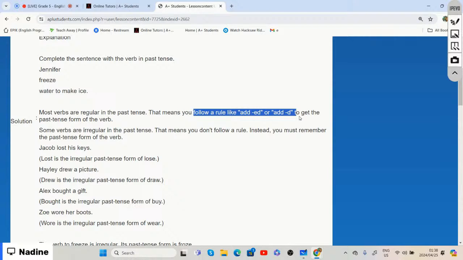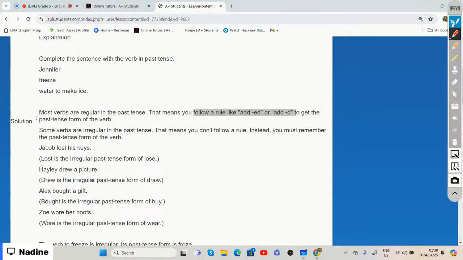So, for example, Jacob lost his keys, right? And lost is an irregular past tense, right? So lost is an irregular past tense because it forms from lose. So lose is now in the present, but in the past he lost it. So do you see how that word changes?